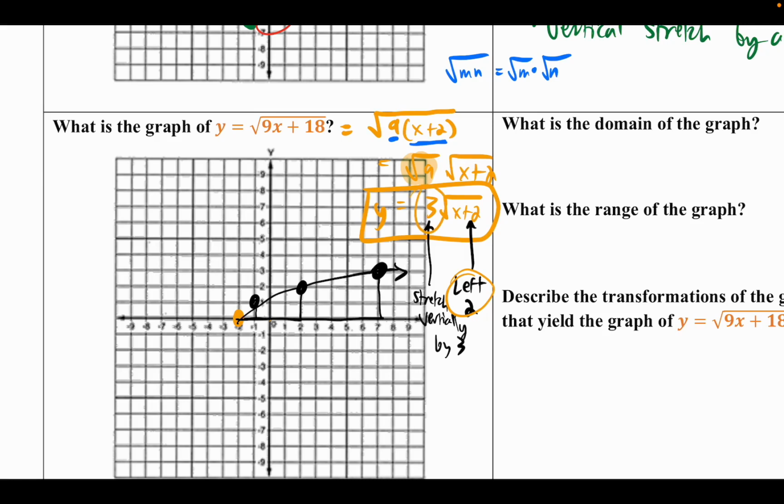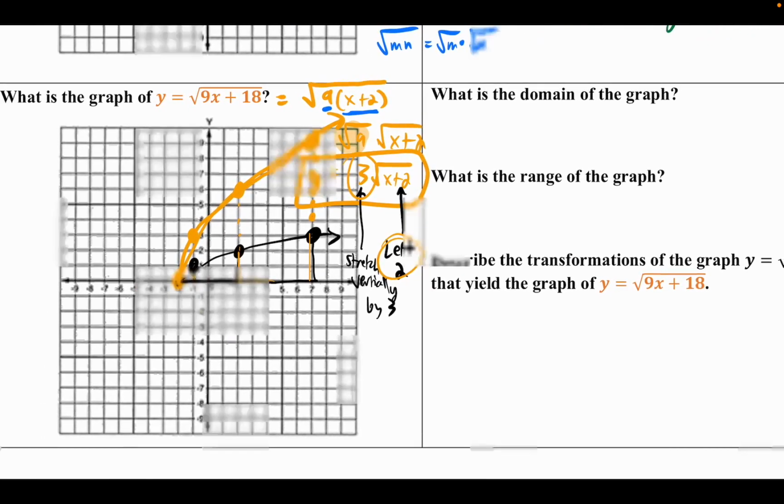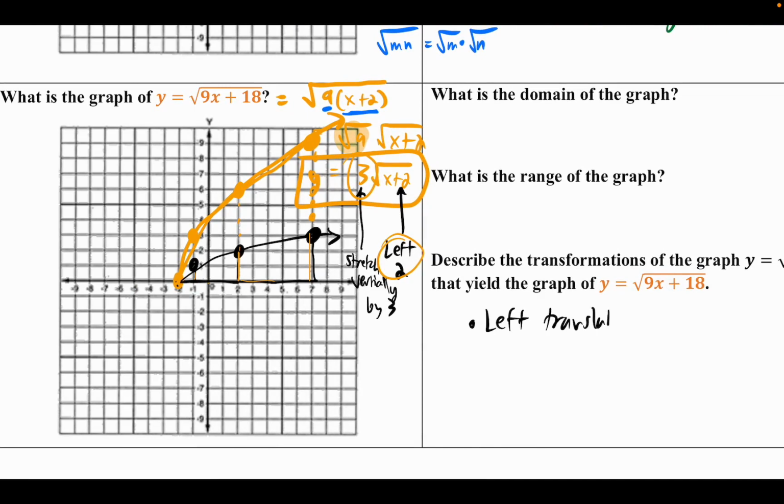So if it's times 3, then you're just going to go up 3 instead of going up 1, and then instead of going up 2, you're going to go up a total of 6. And then instead of going up 3, 3 times 3 is 9, so 4, 5, 6, 7, 8, 9. That's where that would land. Then this right here, that orange graph, would be your final answer for what the graph of that looks like. So I already listed out the transformation. So it's a left translation by 2 units, right? And then we also said it was going to be a vertical stretch by a factor of 3.